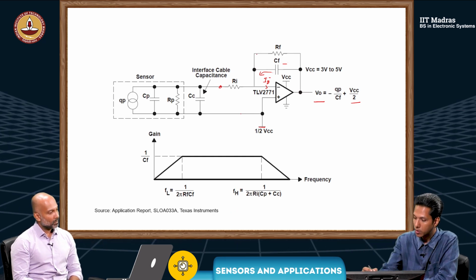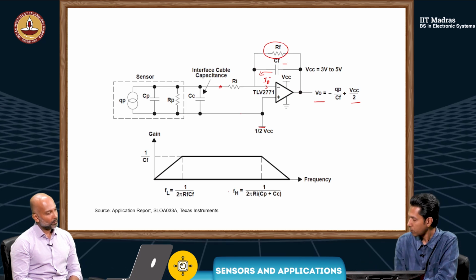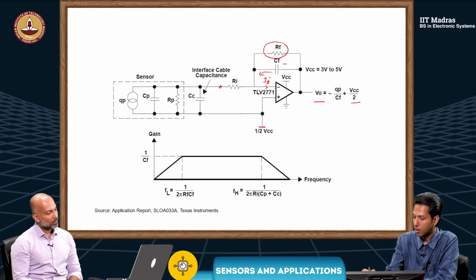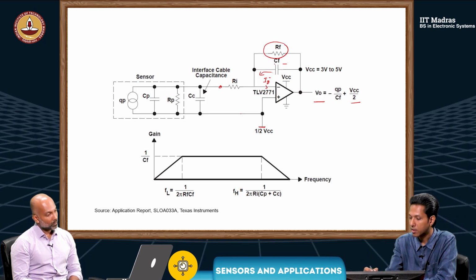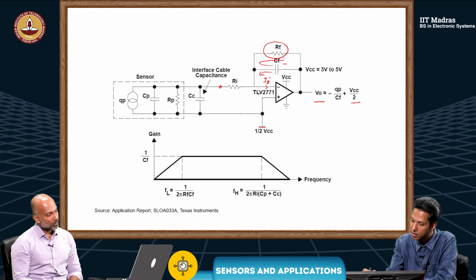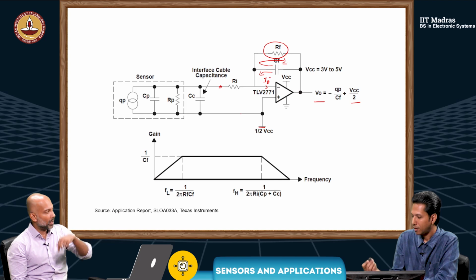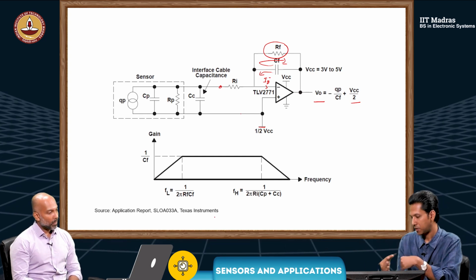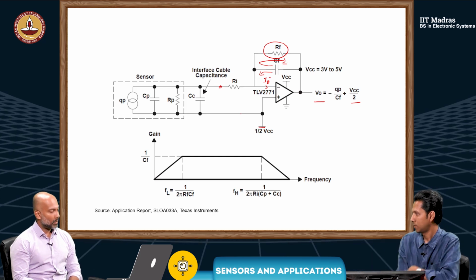Now, what you do is you give an RF in parallel to that. For the DC bias current that is charging the capacitor, you provide a discharge path. So rather than going back into the op amp, it will go through the RF. So, now if CF gets charged to a DC voltage, it will also discharge through RF.